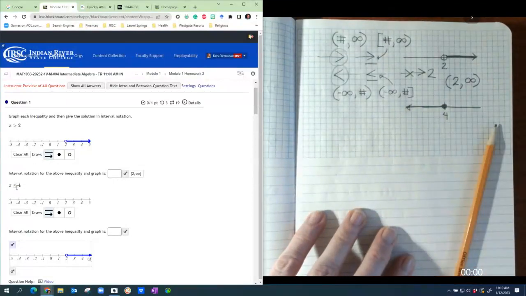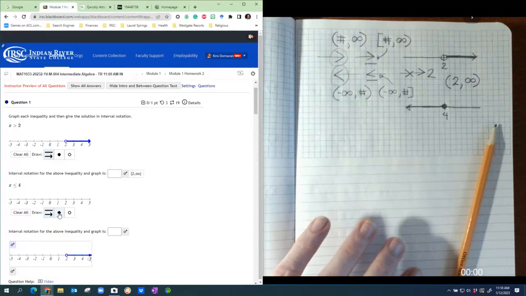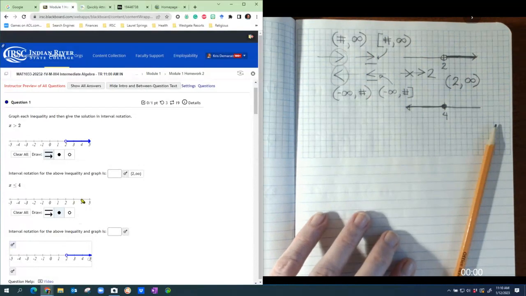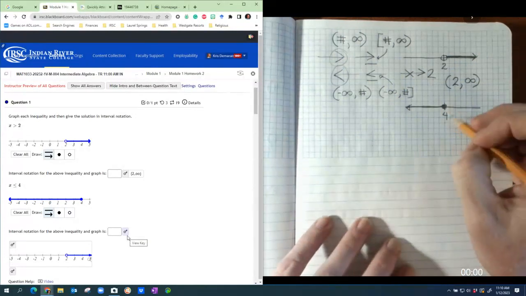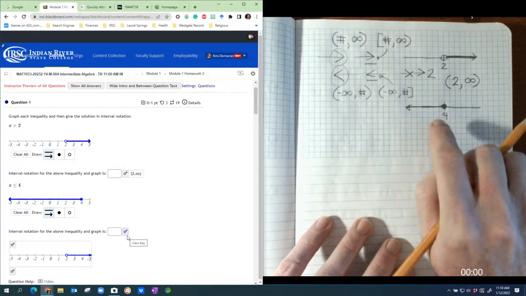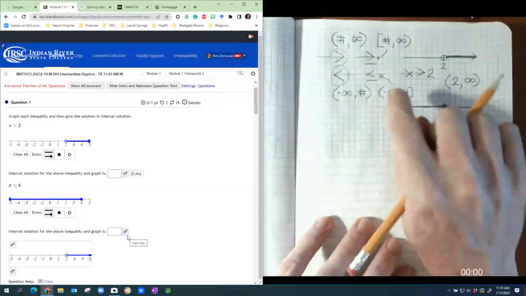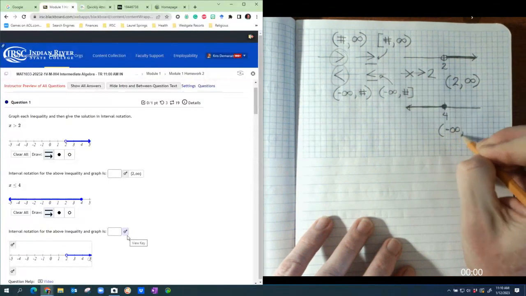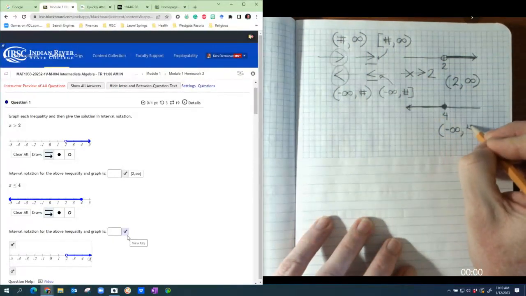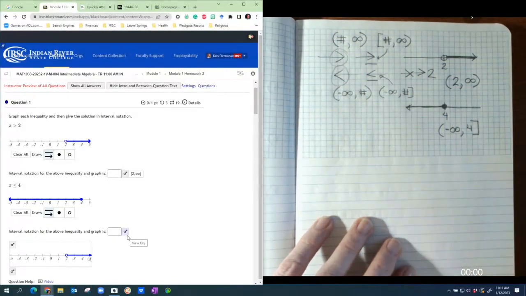So that's what we're looking for in that one. I'm going to put a closed circle at the value 4, and then draw my line going to the left. My interval notation, since it's this one, is equal to this symbol right here. Following this pattern, I'm going to put negative infinity, the number, and then a bracket.